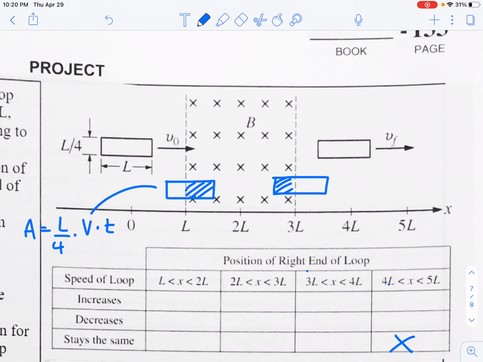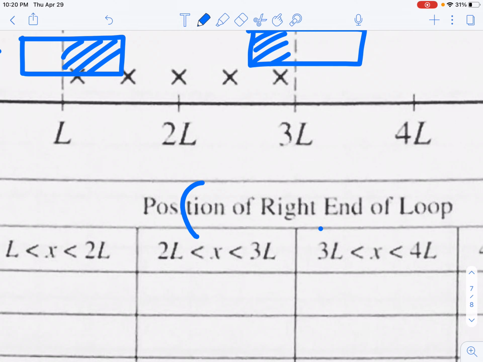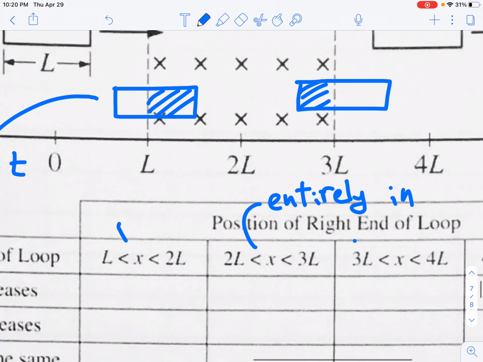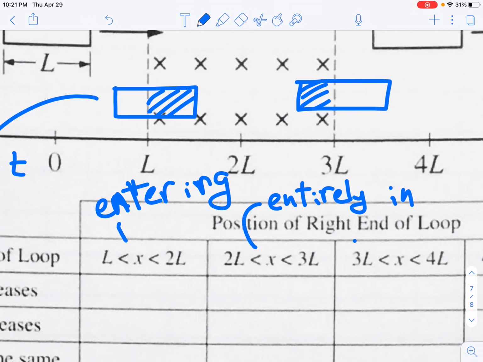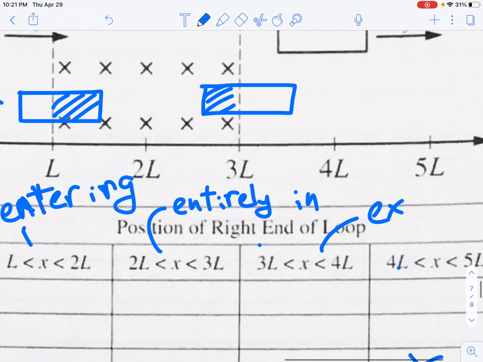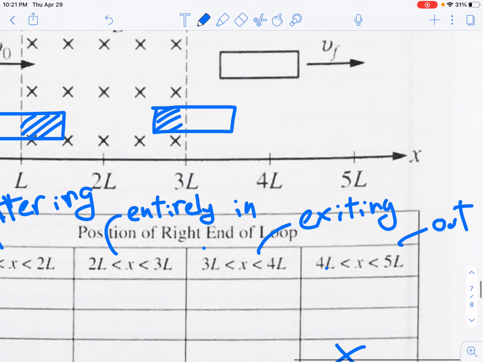These three sections deal with when the loop is entering. Now, between 2L and 3L, if the right edge is there, the left edge is there. And at 3L, the right edge there, the left edge there. So this is entirely in. This is entering. And this would be exiting. And of course, this is outside the loop altogether.